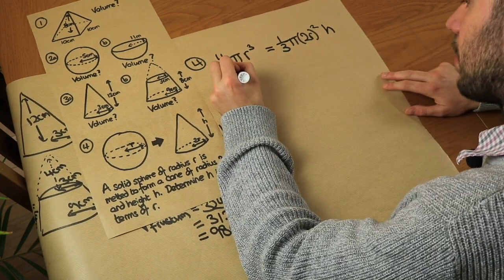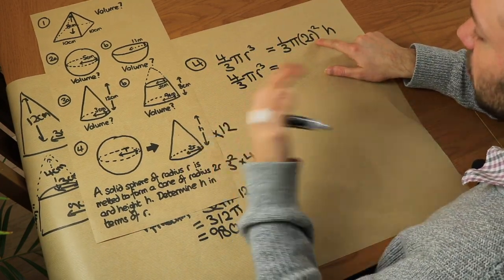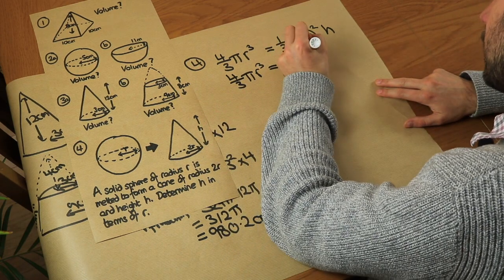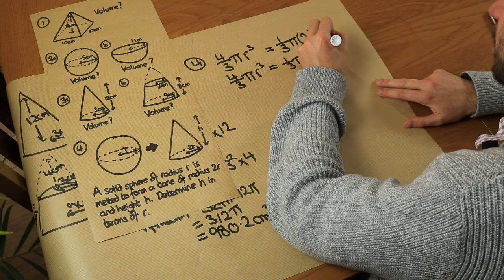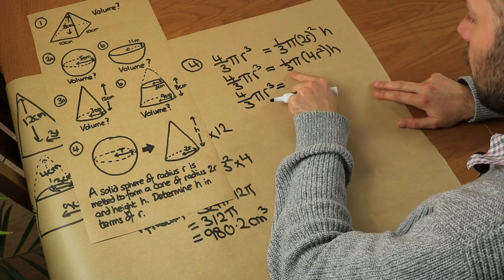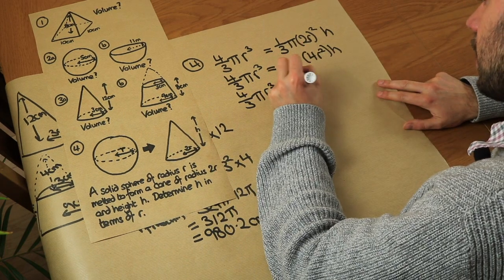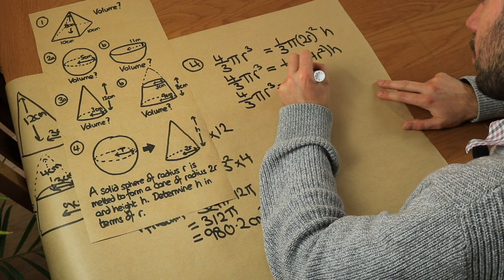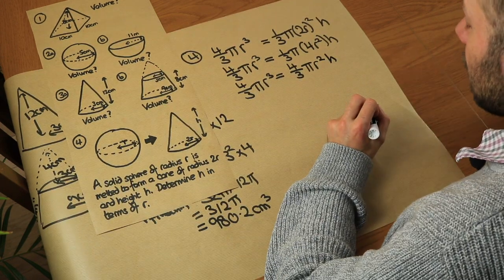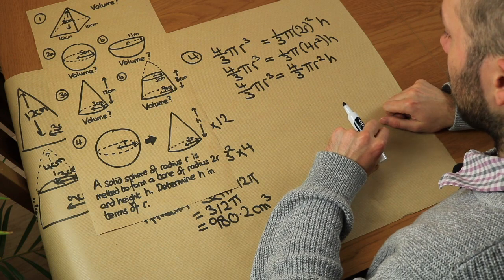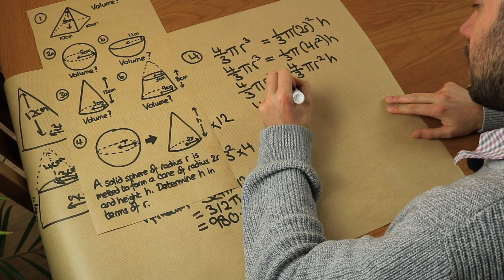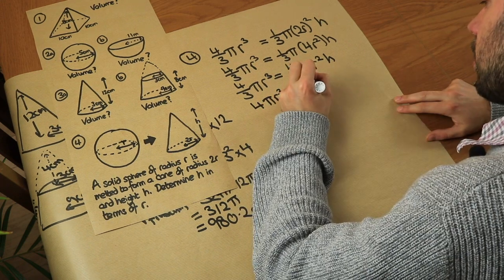Now let's just simplify a bit. Well, (2r) squared, 2r times 2r is 4r squared. So it's 1/3 pi times 4r squared times the height. Let's simplify further. Well, 1/3 times 4 is 4/3. So we have 4/3 pi r squared h. Now, I don't like fractions in my equation, so I'm going to times both sides by 3. So we get 4 pi r cubed is equal to 4 pi r squared h.